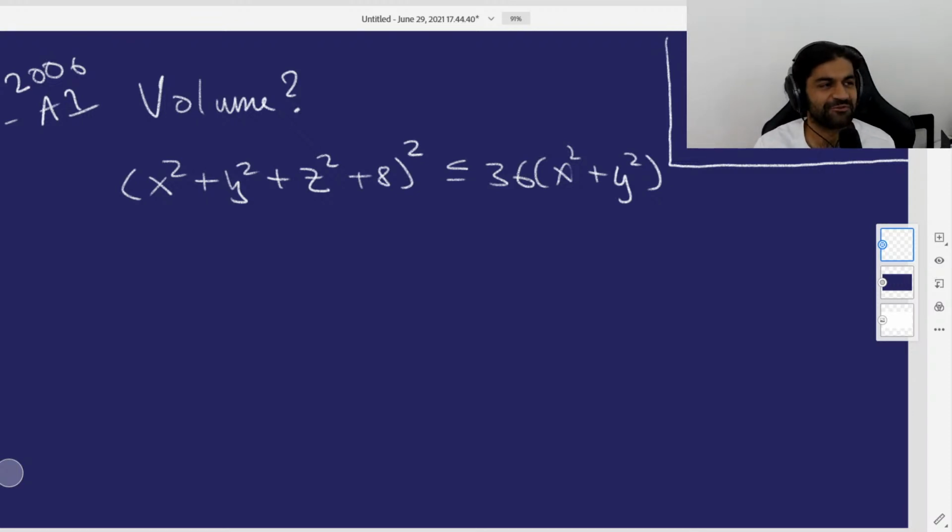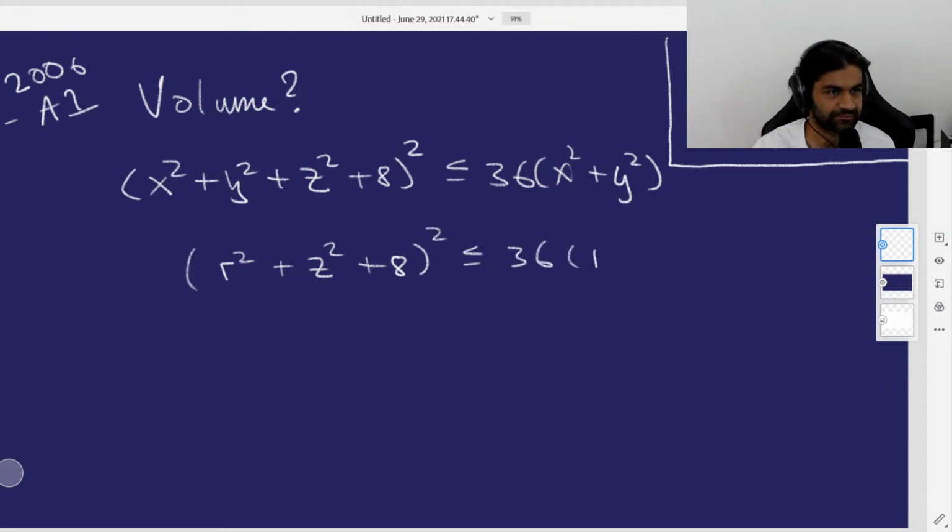So what I'm going to do first and foremost is think about this in cylindrical coordinates, and I'm going to take the square root of both sides after I do that. So I have here (r squared plus z squared plus 8) quantity squared, less than or equal to 36 r squared, right? So if I take the square root of both sides, I have r squared plus z squared plus 8 is less than or equal to 6r.